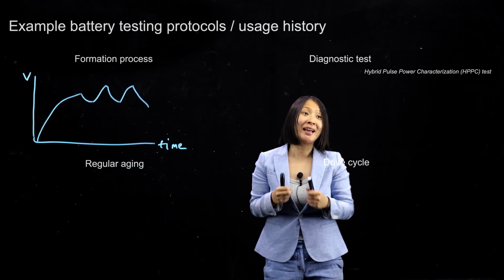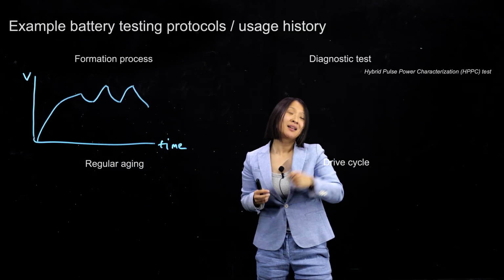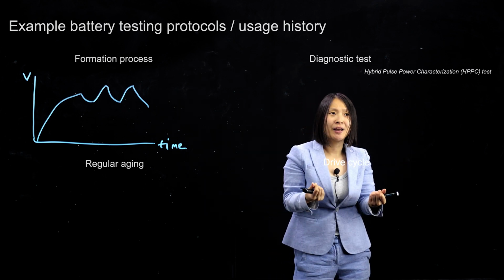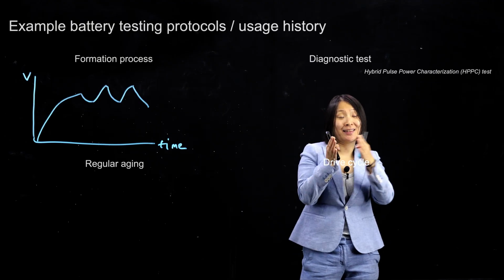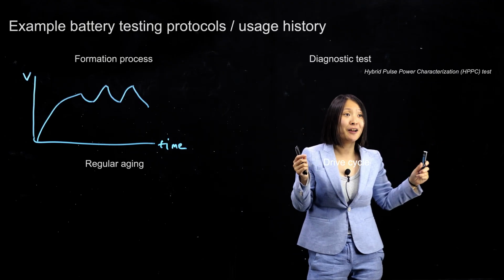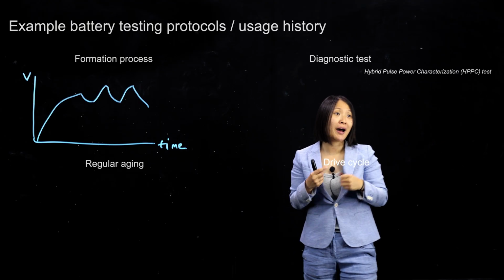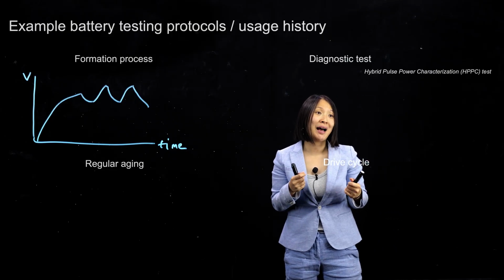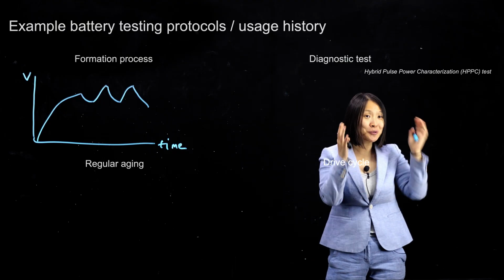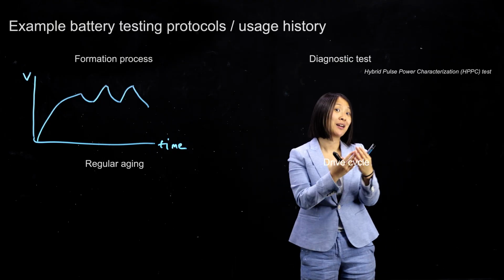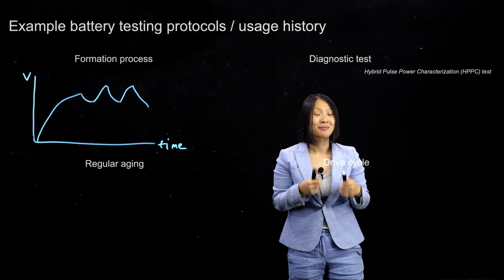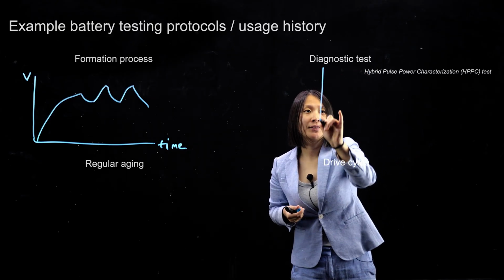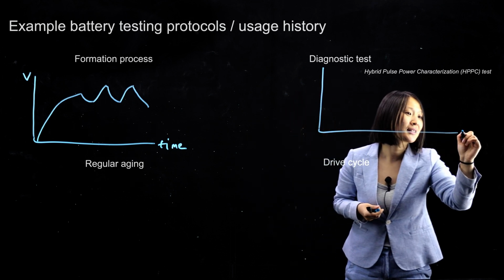We can also take the information from diagnostic tests. This is typically conducted to help us examine if there's anything wrong with our battery at different stages of the battery's lifetime. For example, we can perform a hybrid pulse power characterization test. In this test, we pass a high current pulse to our batteries and see what the dynamic response of the batteries is. And of course, we may have a test protocol that looks something like this.